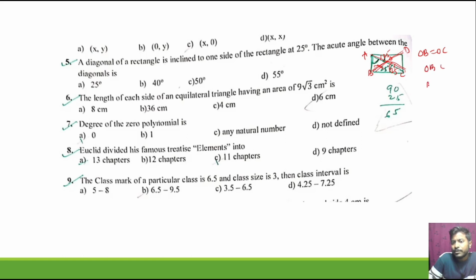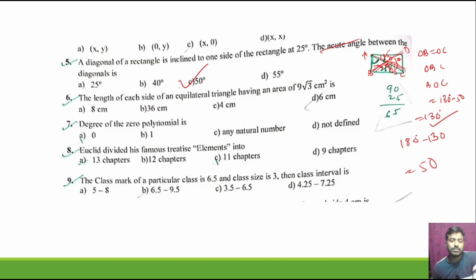In OBC, angle BOC equal to 180 minus 50, because the sum of the three angles equal to 180. So 2 angles are 50, so the third angle is 180 minus 50, that is 130 degrees. But the question is the acute angle. This angle is an obtuse angle. So how to find the acute angle? Now this is a linear pair. This angle plus this angle is a linear pair. So 180 degrees minus 130 is equal to 50 degrees. So option number C is the correct answer. Okay.